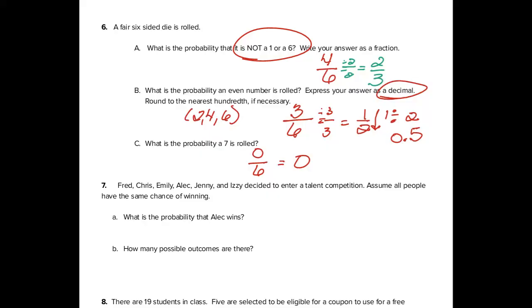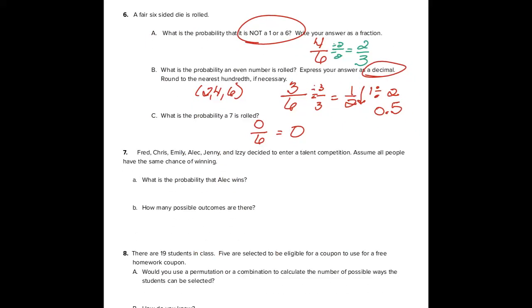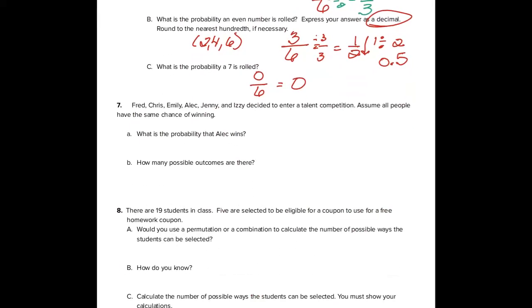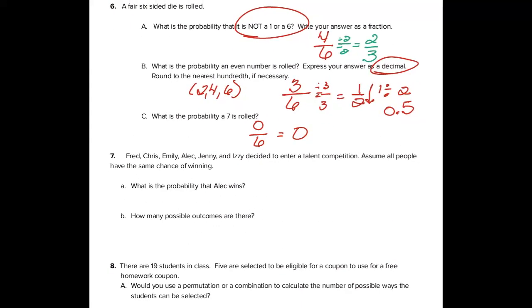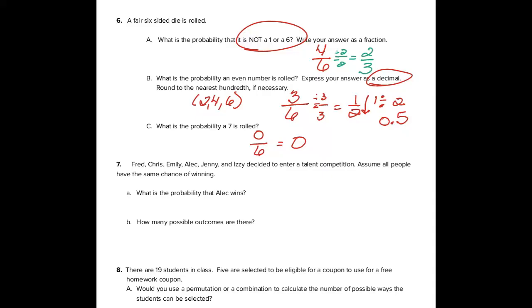All right. So, those just joining us, we are working on review problems. I started here in the middle, and those are the answers that I got. Next, I'm going on to number 7. Fred, Chris, Emily, Alec, Jenny, and Izzy. Please be very careful when you are counting them. I can't tell you how many people are making silly mistakes because they cannot count the names correctly. So maybe number them, all right?